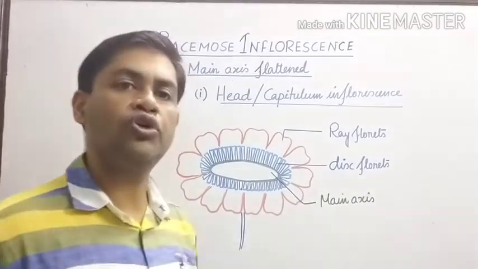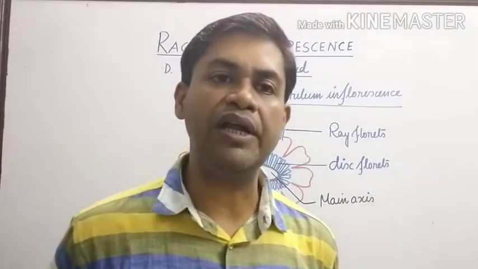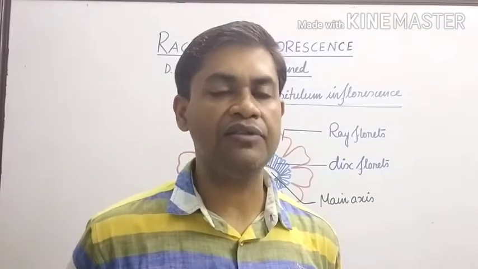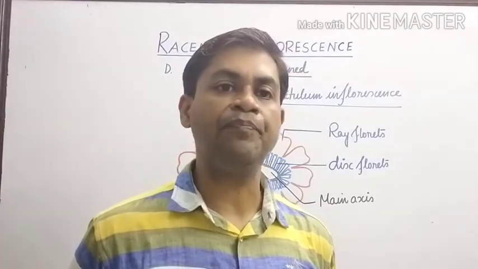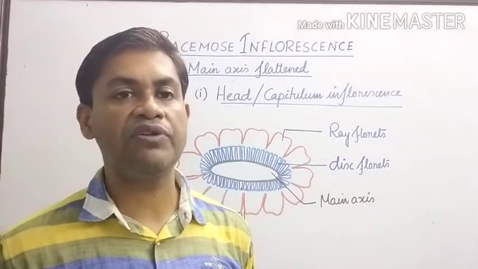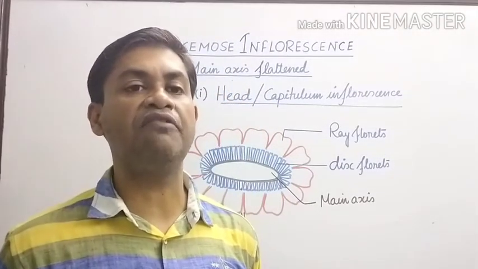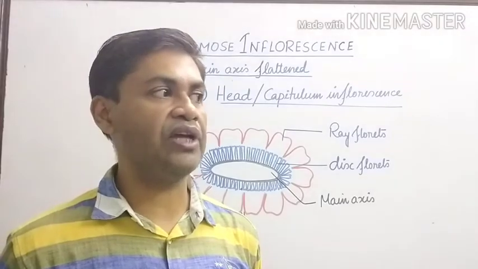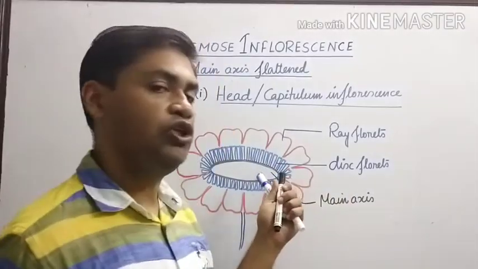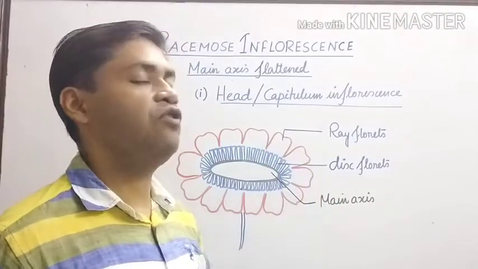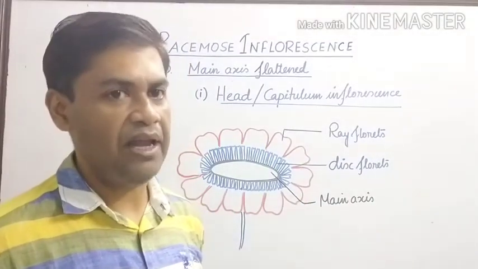So তোমাকে পরীক্ষায় প্রশ্ন করতে পারে, name the most modern type of inflorescence. Answer: head or capitulum inflorescence. Or the question can be like that: name the type of inflorescence where the two different types of florets are found, disc florets and ray florets. Disc florets, okay, are situated towards the center, but ray florets are situated towards the periphery.